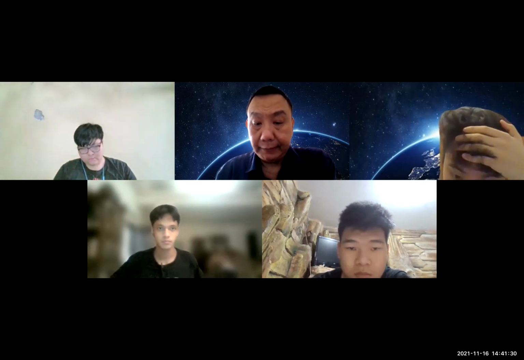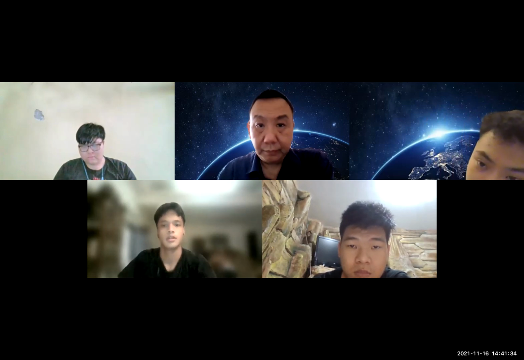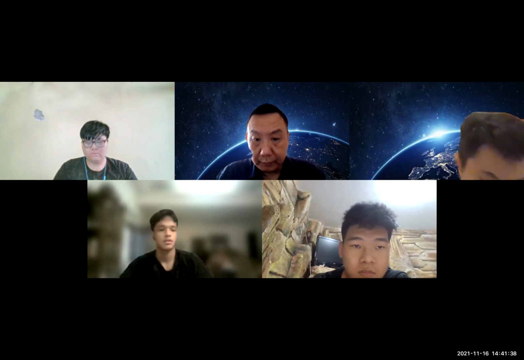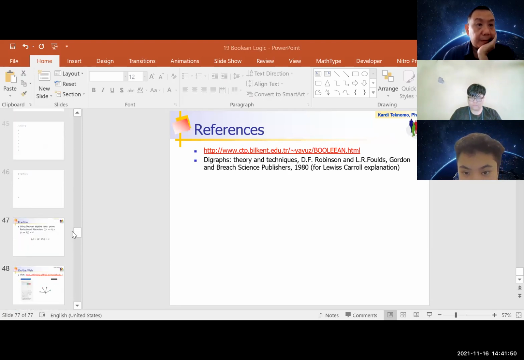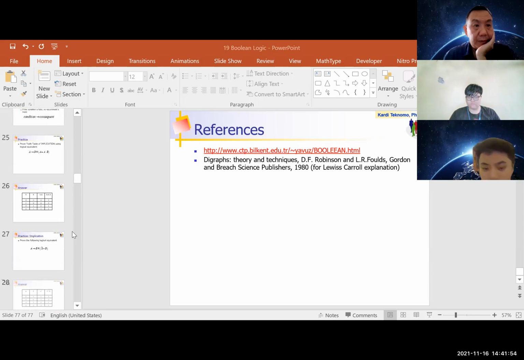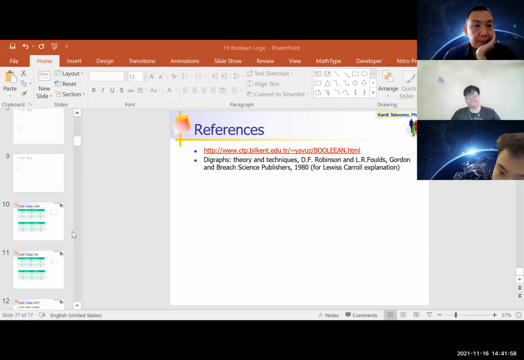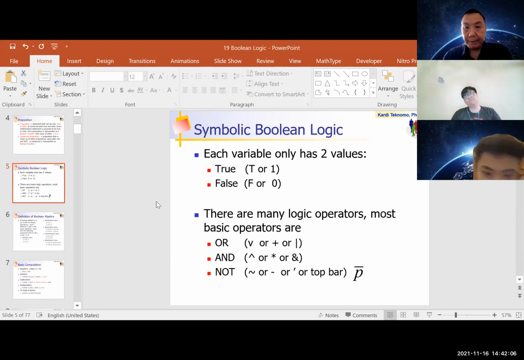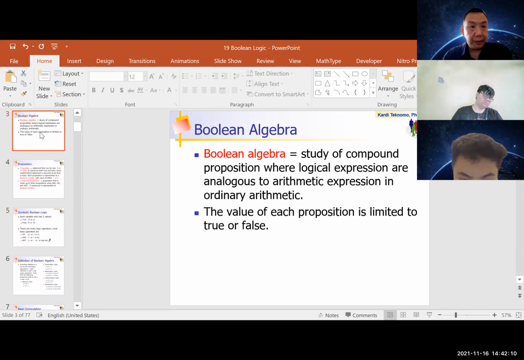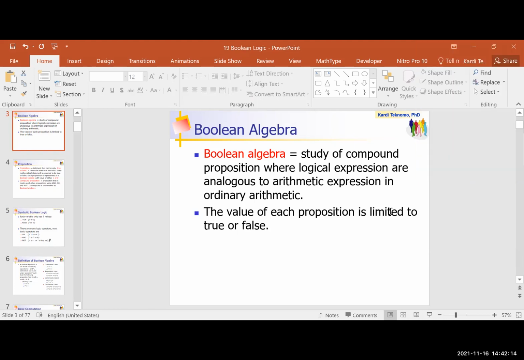So today we'll continue the lesson about Boolean algebra. Last meeting, I briefly introduced what Boolean logic or Boolean algebra is, right? Basically, Boolean algebra is a study of compound propositions, where the logical expressions are analogous to arithmetic expressions in ordinary arithmetic.